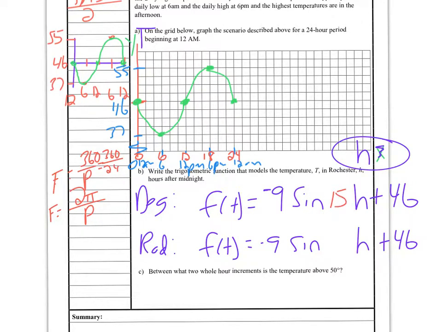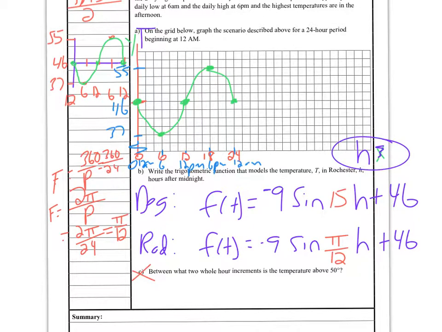And then if it's 2 pi over 24, that works out to be pi over 12. Or you can leave it as 2 pi over 24. And you're good. That's it.